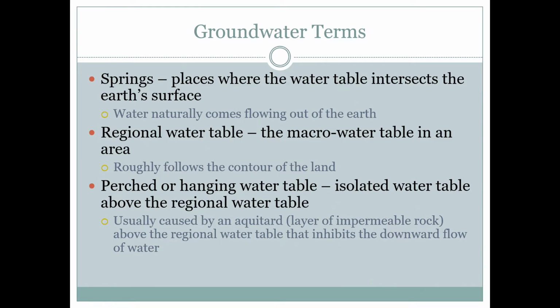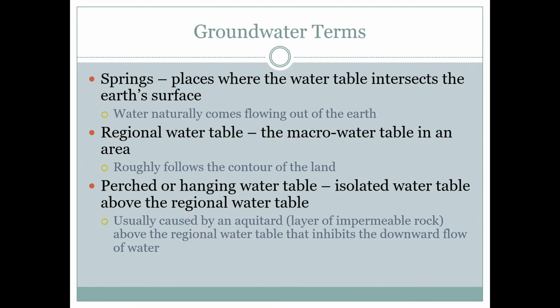Terms that relate to groundwater. Springs. Springs are just places where the water table intersects the Earth's surface, and the water will naturally flow out of the Earth from a spring. You also have regional water tables, which are macro water tables in an area. They roughly follow the contour of the land. So if you were to dig down to the water table in an area, it would typically follow the contours of the land. I'll show you a picture of that in a second.